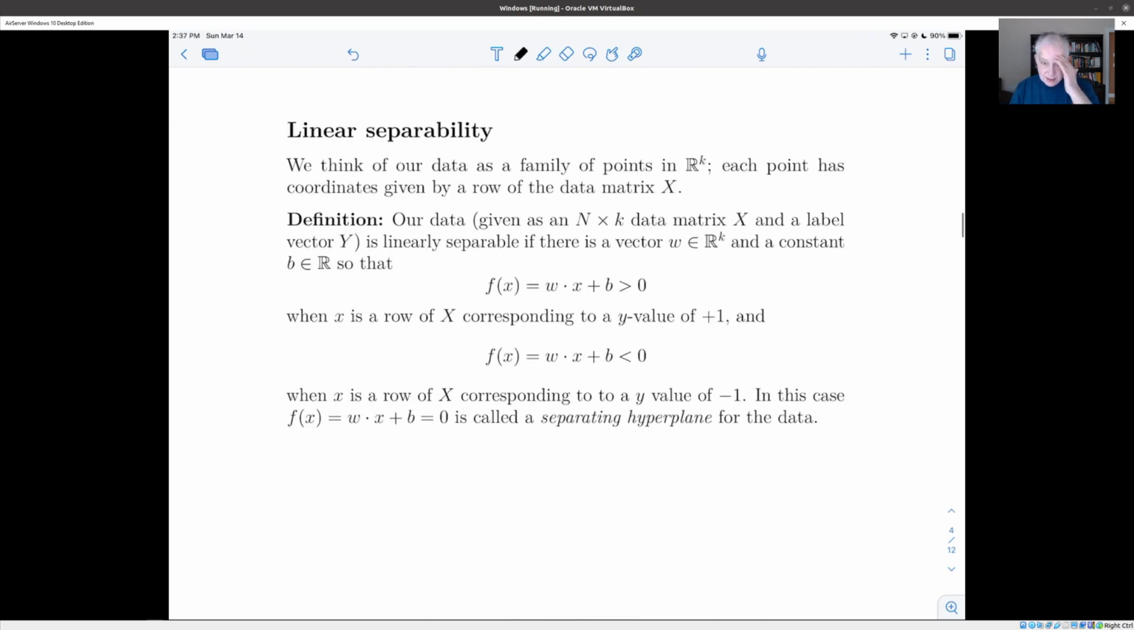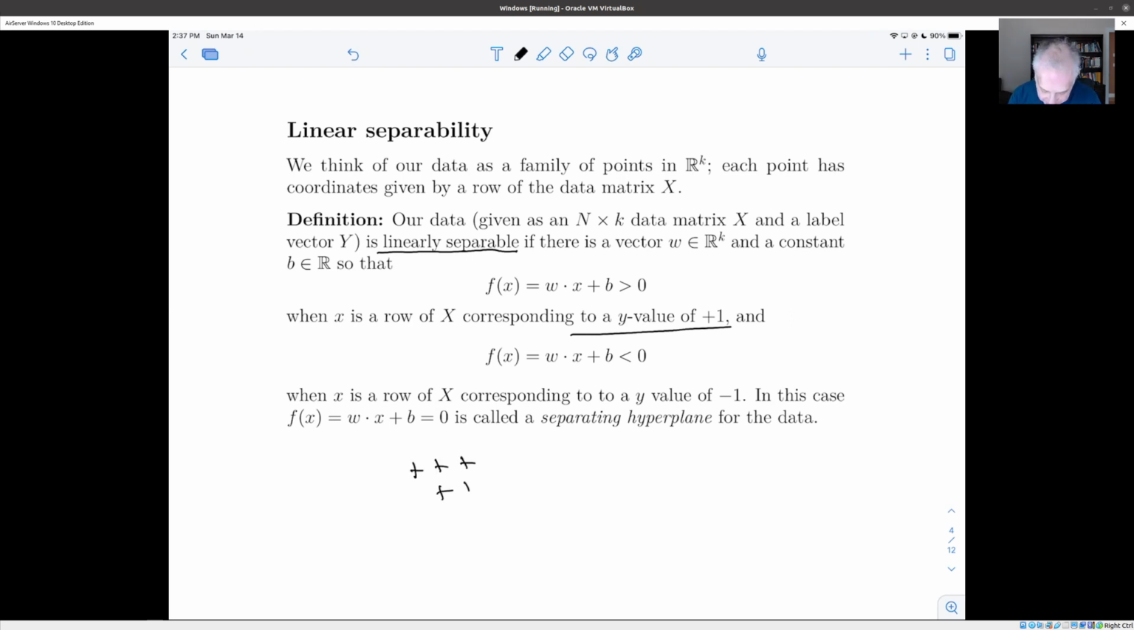Now, our hope is that there is a hyperplane which separates our data into the two classes, and we're going to introduce a definition. We're going to say that the data is linearly separable if there's a vector w and a constant b, so that on the one hand, for the plus points, f of x, if you plug in a plus point, you get a positive number, f of x equals w dot x plus b is bigger than 0. And if you plug in a minus point, w dot x plus b is less than 0. And if w and b have this property, then this is called a separating hyperplane.